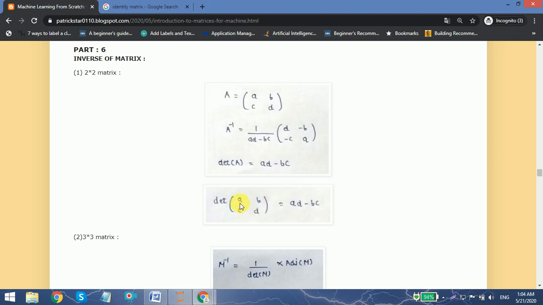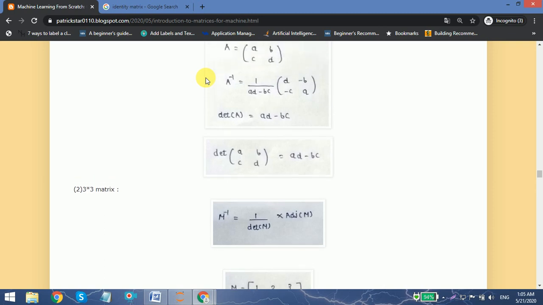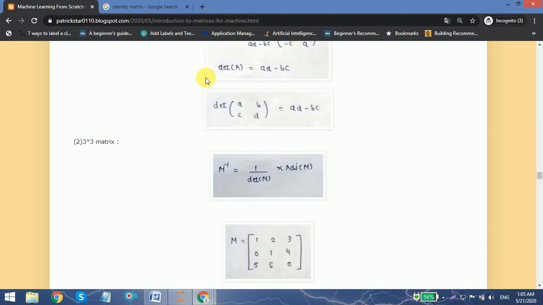So the determinant gives us the value of our matrix. Here the determinant is going to be AD minus BC. So the inverse of the matrix is given by 1 upon the determinant of A, and then we switch the positions of D and A, and we multiply the B and C values by a negative sign. That's how we can get the inverse of a 2 cross 2 matrix. Okay, so that was an easy operation to understand for the 2 cross 2 matrix.